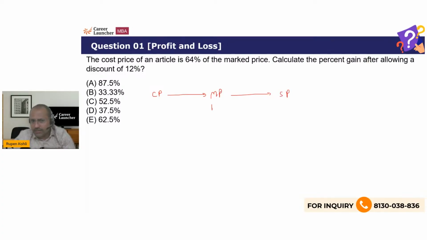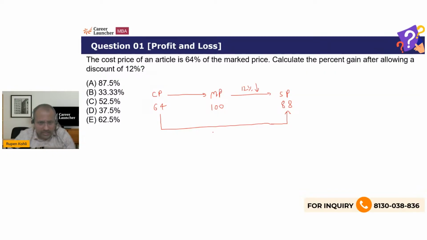So mark price we are taking as 100 this time, and then 64 rupees becomes the cost price because of that. So whatever is the markup percentage, I don't care. All I care is if this is 100, this is 64, and there is a discount of 12%. So now you see discounting is also becoming very simple, because for discount percentage also the mark price is the base value, so therefore this becomes 88, and therefore we are now required to do the comparison from 64 to 88 because we asked for the percent gain.